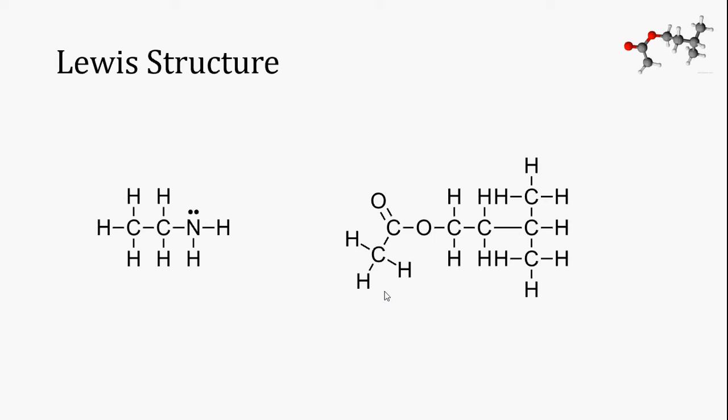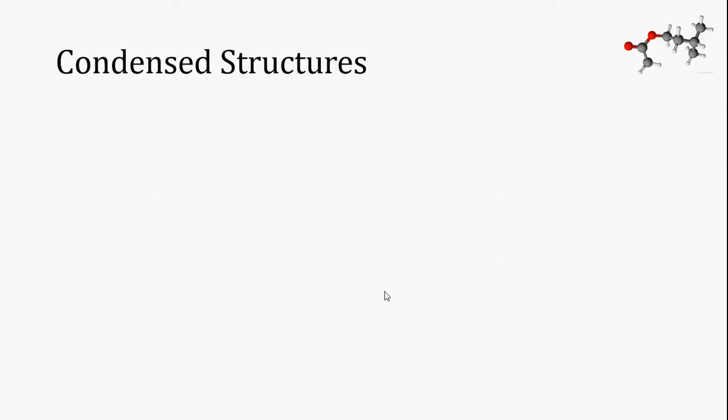Organic chemists throughout the years have recognized this problem and have proposed multiple solutions. One of them is called a condensed structure. Condensed structures were invented not only to help ease interpretation of structural information, but also to provide a way for structures to be easier to typeset in written documents.